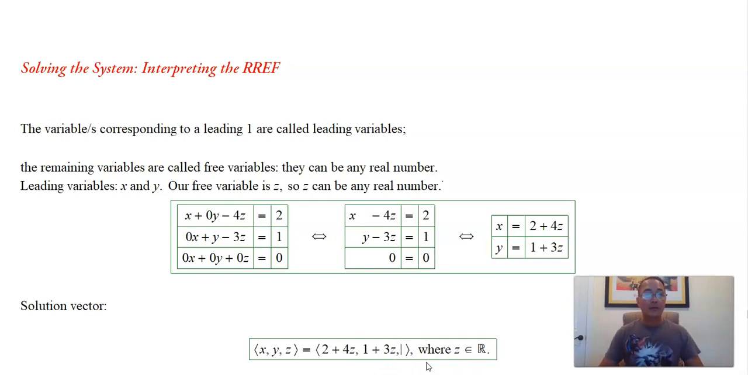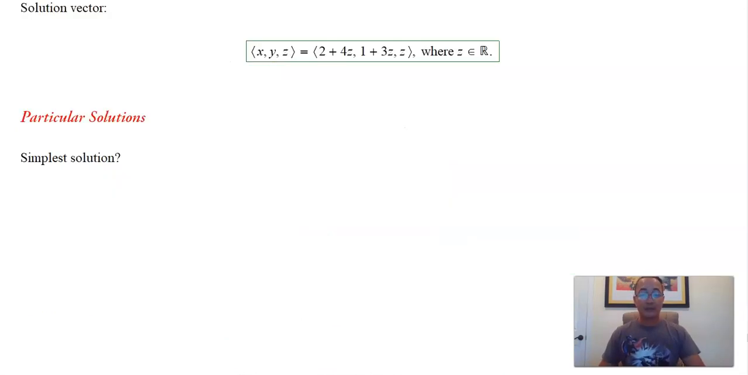So there we go. Those are all the solutions to our system of equations. x is 2 plus 4z, y is 1 plus 3z, and z is just z, where z is any real number. Now, because z can be any real number, there are an infinite number of solutions to our original system. So we can ask, for example, what is the simplest solution to this system? Well, I would think that the simplest value for z that we can plug in would be z equal to 0.